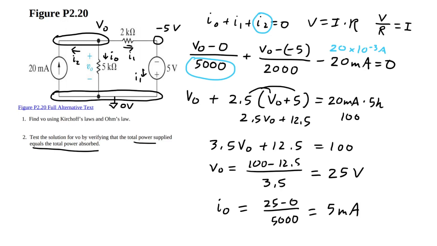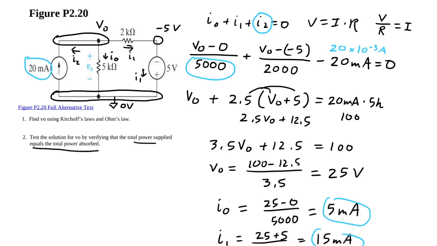And we're going to do the same process for I1. 25 minus 5, which is plus 5, divided by 2,000. I think that's going to be like 15. 30 divided by 2,000 is, yeah, 15 milliamps. Okay. Well, that seems to be making sense because we have the 20 milliamps over here. So we're definitely getting things balanced. So let's go and check out the power throughout the whole circuit.